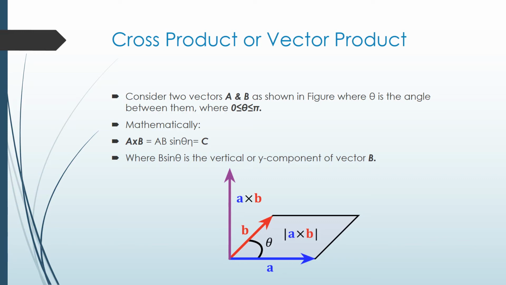The final vector will always be perpendicular to the plane of the vectors which are contained in that plane. Now, B sine theta is the vertical component, or y component, of the vector B.